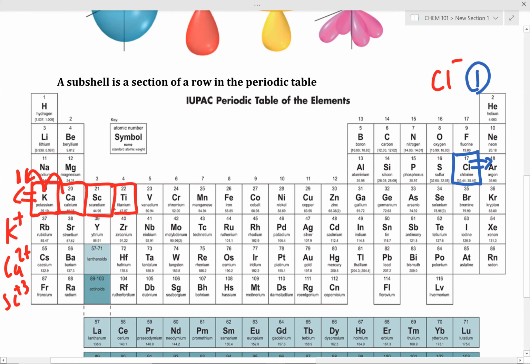Would titanium work? How many spaces? 4. So it would be titanium +4. Does that make sense to everyone? So this is the rule for figuring out isoelectronic species. You essentially count the number of spaces you need to reach the noble gas, and then that is the charge of the isoelectronic cation.